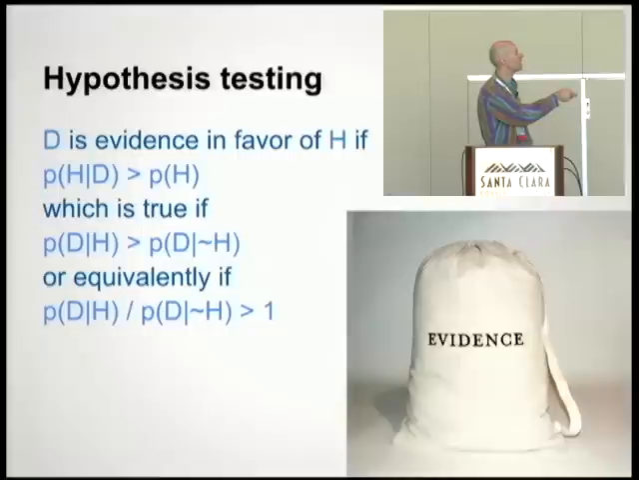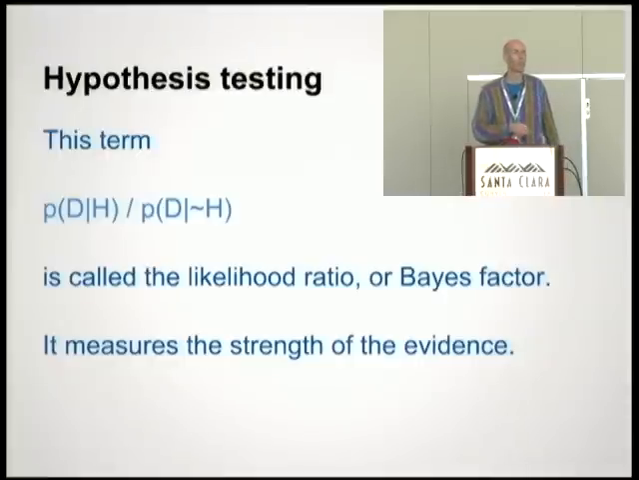So I can compare these two values. These are the conditional likelihoods of the data, or I can compute the likelihood ratio. The likelihood ratio is the probability of the data under the hypothesis divided by the probability of the data under the complementary hypothesis. If that is greater than 1, then we would say that D is evidence in favor of H. That likelihood ratio is also called a Bayes factor. So this is the term we want to be able to compute.